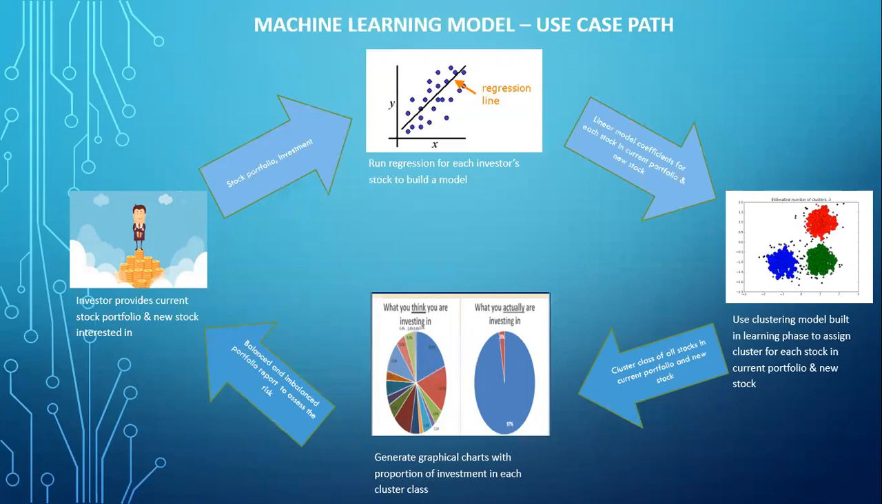That will be passed into the resultant component, and this resultant component will generate graphical charts to provide a proportion of investment in each cluster class. And also it provides the balanced and imbalanced portfolio report to the investor. So based on this, the investor would have an idea of how the stock is diversified and whether it is risky to invest in the new investment that he is planning for, or he has to drop some of the stocks in his current portfolio and buy this new stock.